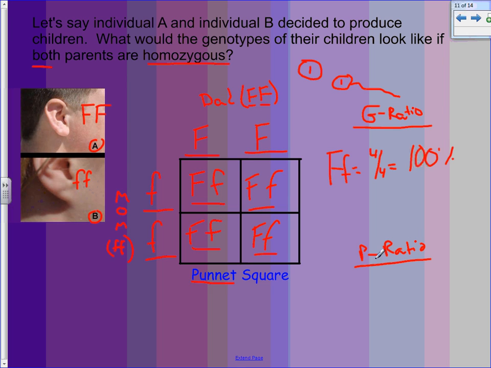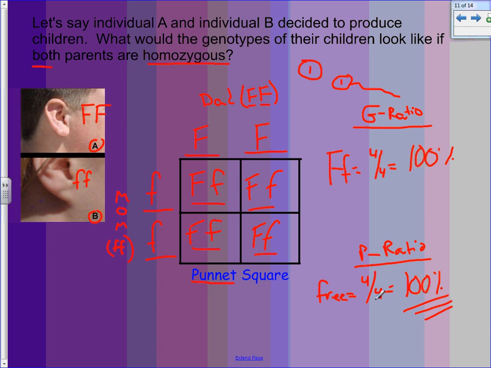I know, kind of ridiculous, but if they did, we should expect all 30 of them to have free earlobes. If number 25 came along and had attached earlobes, well, then there's a serious conversation that needs to be had between person A and person B, because that's not possible with dad's genotype. All right, so here's the solution again.